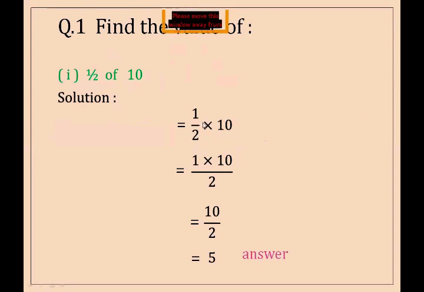Okay students, here we know how a fraction is multiplied with a whole number. The numerator is multiplied with this whole number, meaning 1 multiplied by 10, and upon 2. 1 multiplied by 10 is 10 and upon 2 as it is. Here is the simplification we have done. 2 ones are 2 and 2 fives are 10. So the answer is 5.